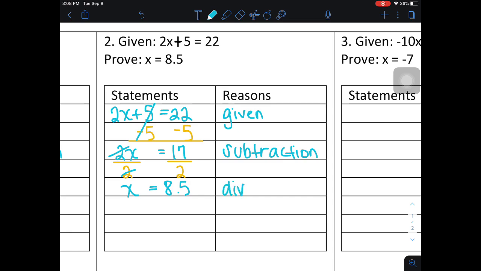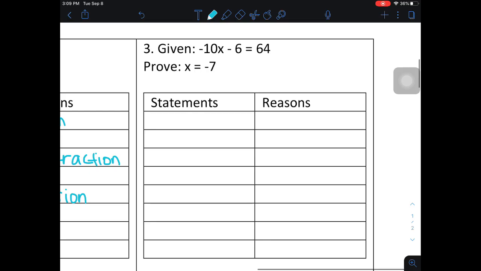The reason for that is that we use the division property of equality, and we are done because we got exactly what we wanted. If you notice, this time I left it as a decimal because that's what the prove statement said. You always start with given, you end with prove. Okay, all right, so now we have number 3, which would be negative 10x minus 6 equals 64.